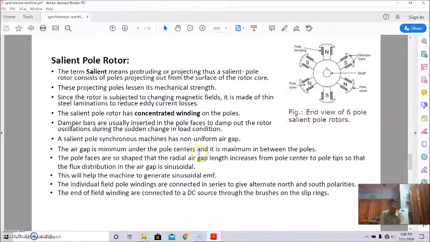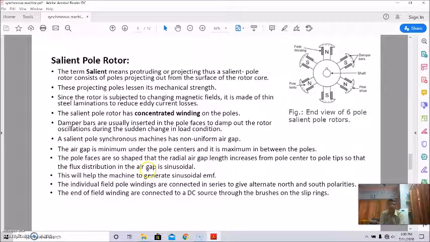Salient pole synchronous machines have a non-uniform air gap, as I told you. The air gap is minimum under the pole centers, so along these pole centers it is minimum, and it is maximum in between the poles. That is why this is called the pole axis or the direct axis, and this portion is called the interpolar axis or quadrature axis.